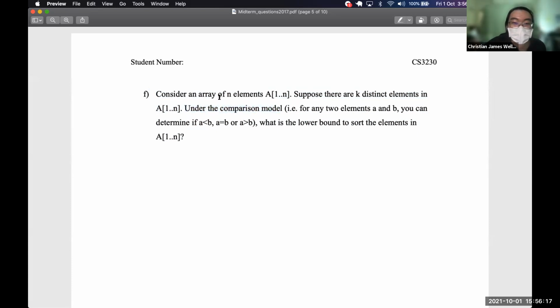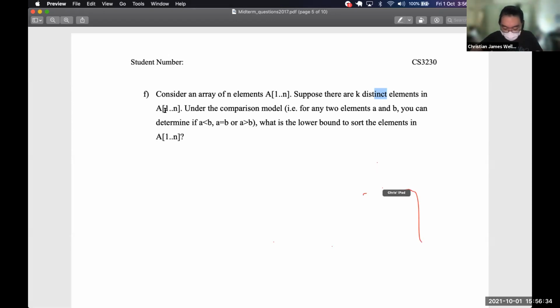So consider an array of n elements, and suppose there are k distinct elements in 1 to n. So for example, if there are 3 distinct elements, let's understand the question.